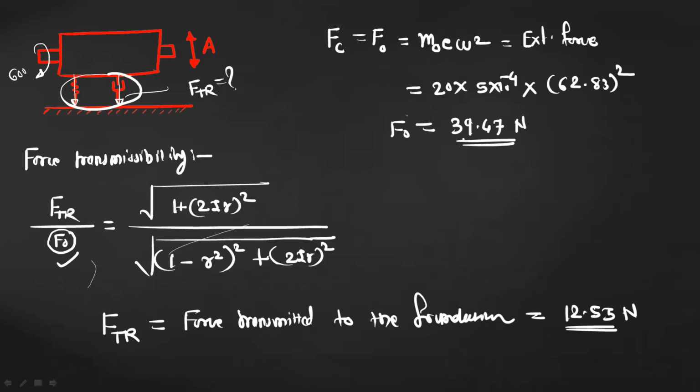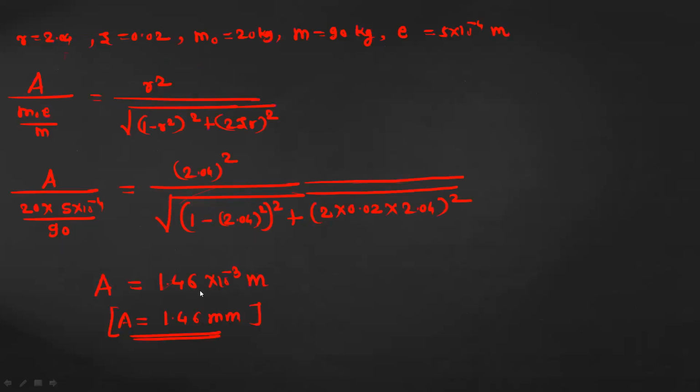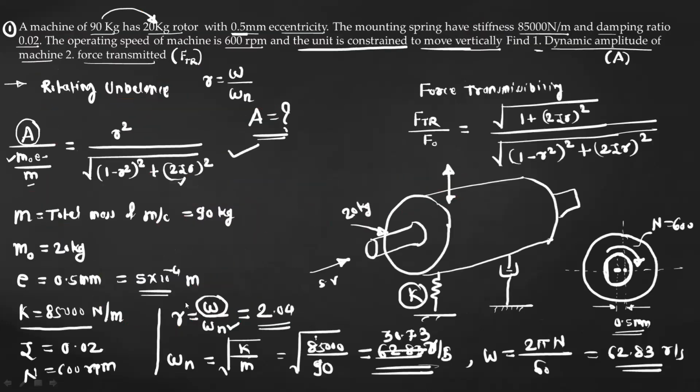So here the impressed force or the external force, this value is 39.47 Newton. That means the force created by this machine. Out of this force, only 12.53 Newton is transmitted to the foundation. That means maximum force is absorbed by this isolator. So this is the use of using the isolator for the vibrating machines. I hope you have understood this complete problem.